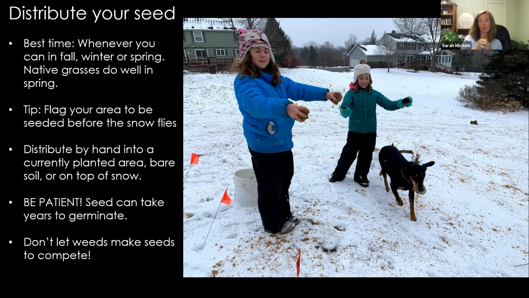One tip is if you're going to do a winter sowing, to flag the area first that you want to distribute your seeds, because you can't tell where that is once the snow covers it up. And you're distributing by hand. You're not using one of those push seed things, whatever those are called. No, you're doing it by hand. Native seed is all different sizes and it gets clogged up in whatever that seed distributing thing is called. So do it by hand.